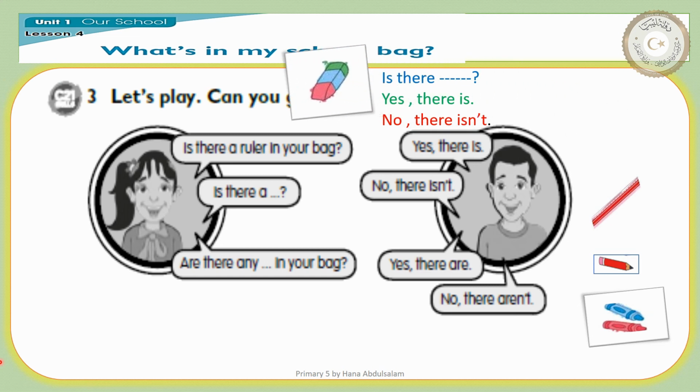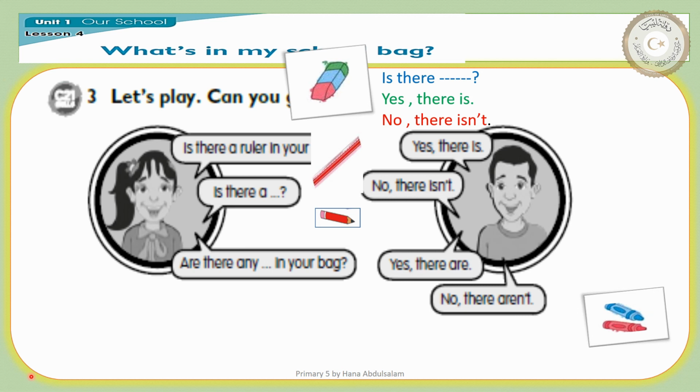Okay, now we have another one. Is there a rubber in your bag? Yes, there is. No, there isn't. What's the second question? Who can give me a question about ruler? Is there a ruler in your bag? Yes, there is. No, there isn't. What about pencil? Is there a pencil in your bag? Yes, there is. No, there isn't.